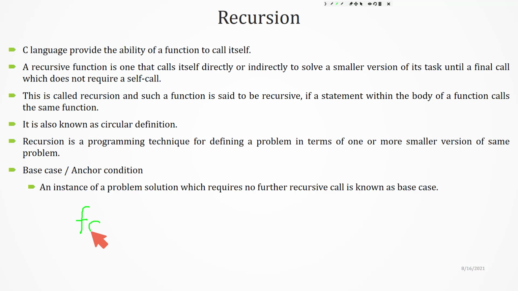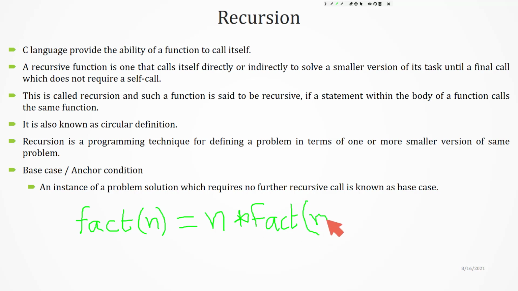Suppose I have a function to find the factorial of n. Fact of n equal to n star fact of n minus 1. So what's the meaning? We all know what 5 factorial is. 5 factorial equals 4 into 3 into 2 into 1. What is 3 into 2 into 1? We all know it is 3 factorial.